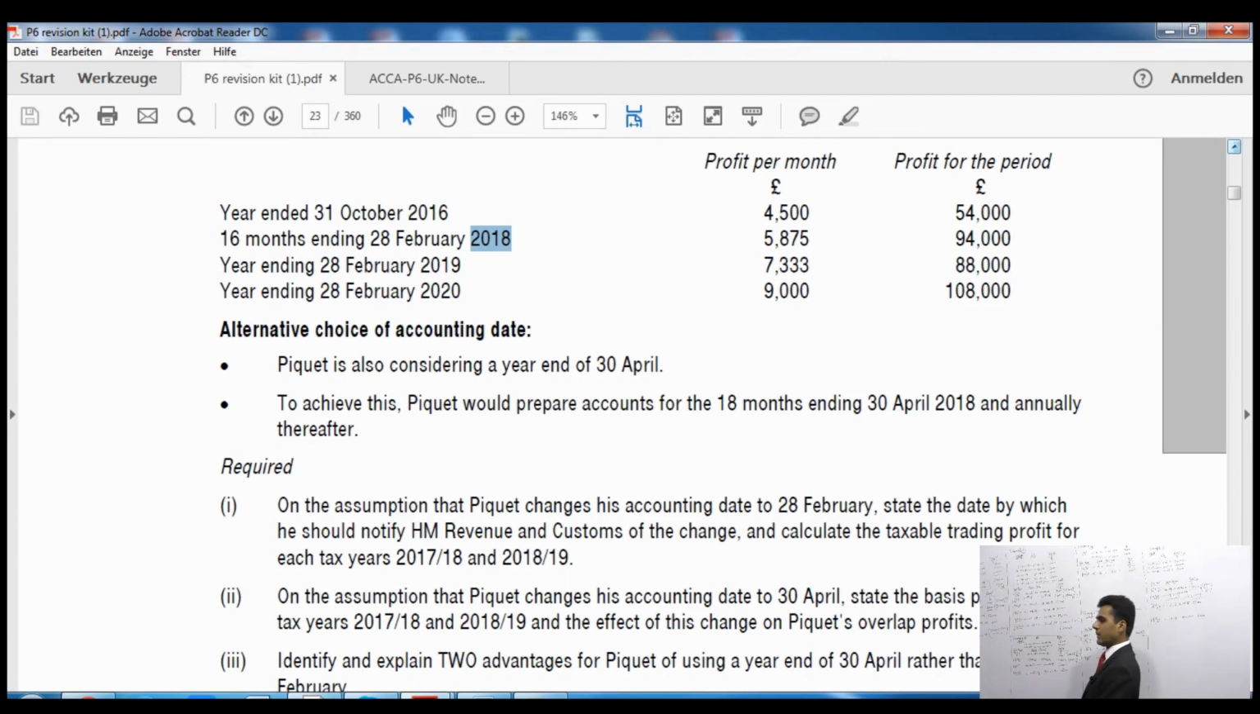Now first, what is the first step? The first step is that we'll have to take the new accounting date. Now the new accounting date in our case is going to be 30th of April 2018. We'll have to deduct 12 months out of that, so it is going to be 30th of April 2017. Now the first accounting period is going to be ending on that date, so that is our first basis period. So obviously it will be from 1st of May 2016 to 30th of April 2017, and the next one is going to be from 1st of May 2017 to 30th of April 2018. All right. Now that is case number 4.